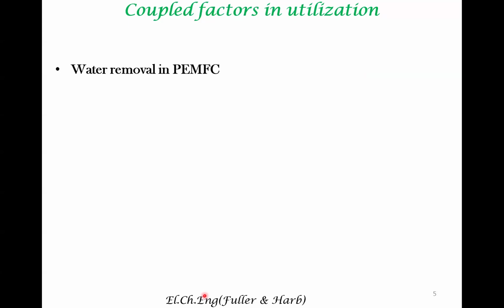Many factors in a fuel cell are coupled. For example, water removal involves a particular trade-off. In a proton exchange membrane fuel cell, water, H2O, the product of the reaction, is formed in the liquid state. If a lot of water accumulates in the fuel cell, that may impose additional mass transfer limitation, preventing O2 from reaching the electrode. That is not desirable. So you want to remove some amount of water.